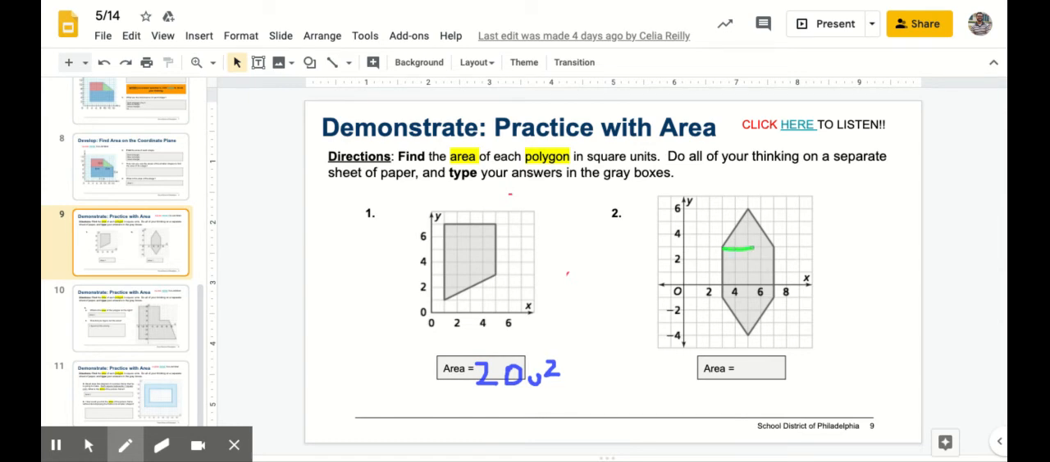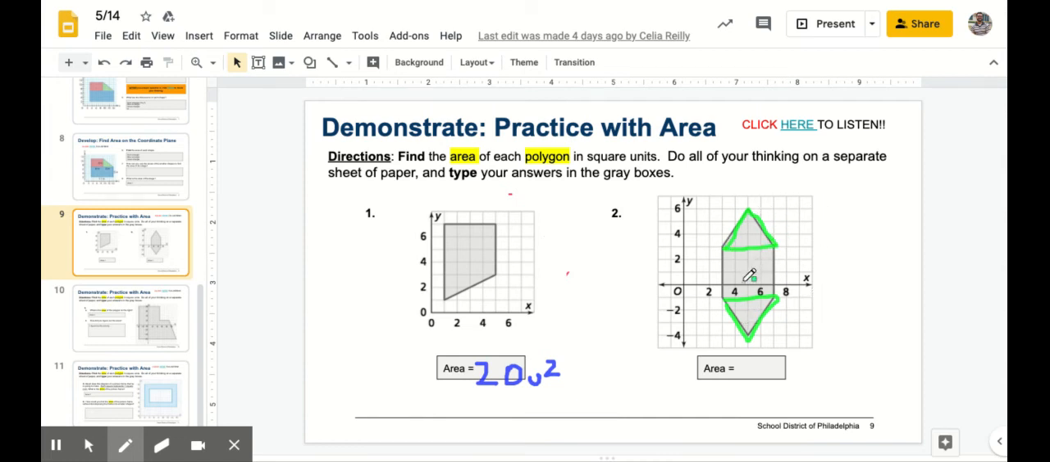So if I go right here and I cut this into one triangle, and I turn this into another triangle, I have 2 triangles, and then here I have a square. So if I can find the area of these 2 triangles and add it to the area of this square, I will find the area of this whole object.